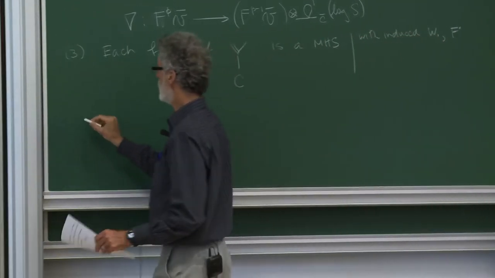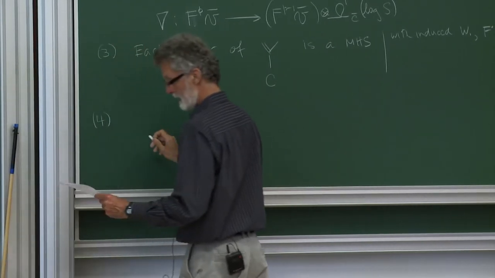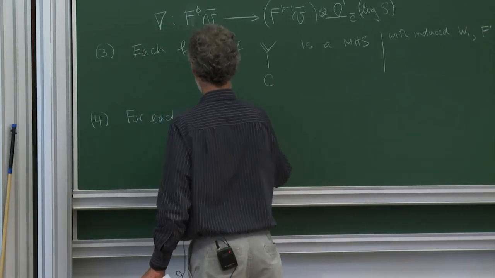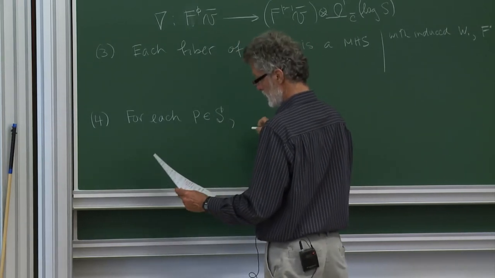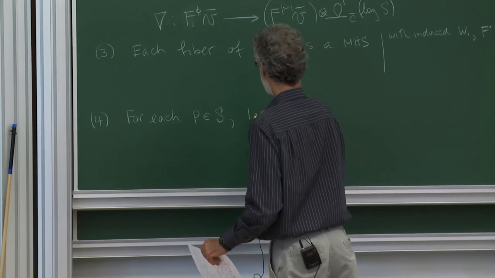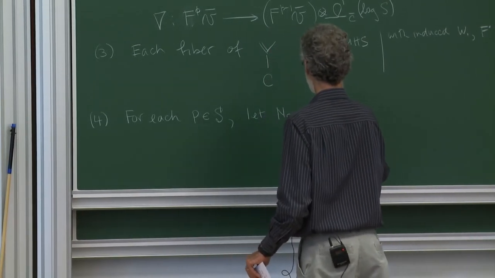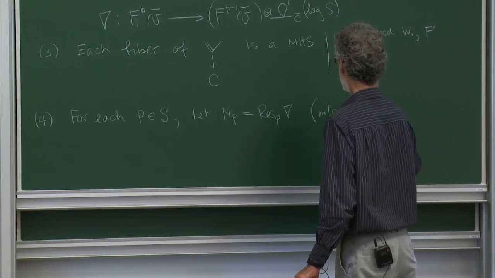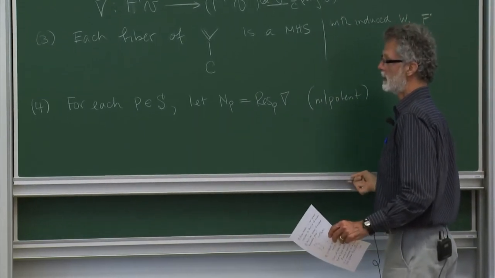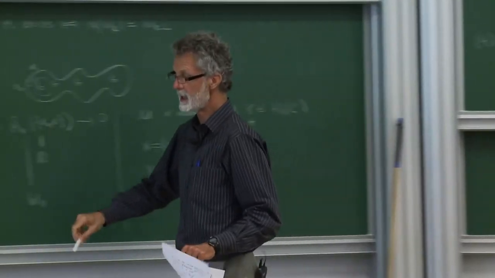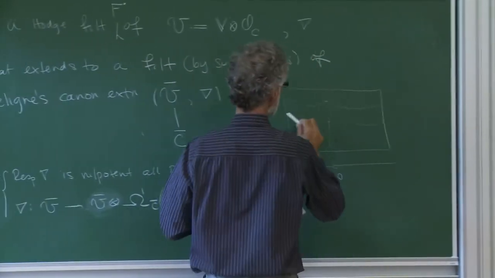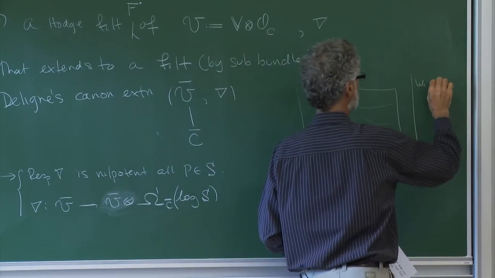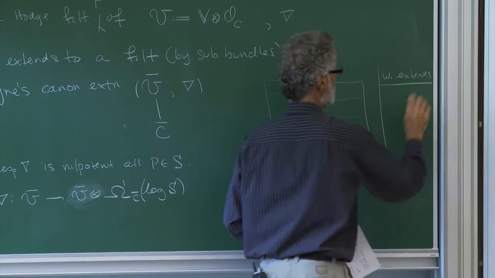And now the next condition we want is actually a non-trivial condition, that for each P in S, let N_P be equal to the residue at P of the connection. So this is nilpotent. We assumed that the residues were all nilpotent. And by the way, I should say here too, the naturality of Deligne's construction implies that all the weight bundles extend through as well. So the W dot extends as well. But this is not a hypothesis, it's automatic.